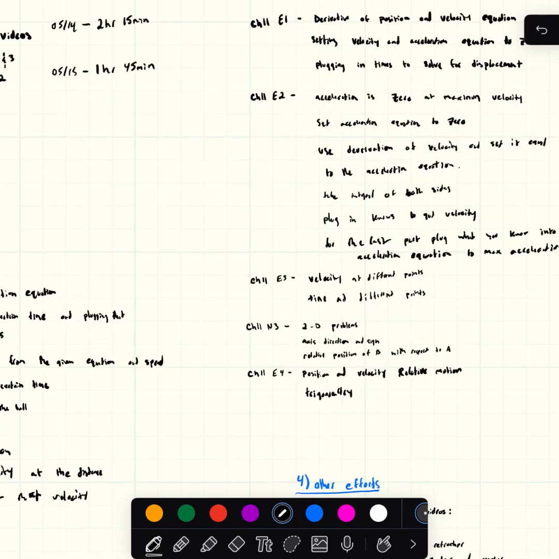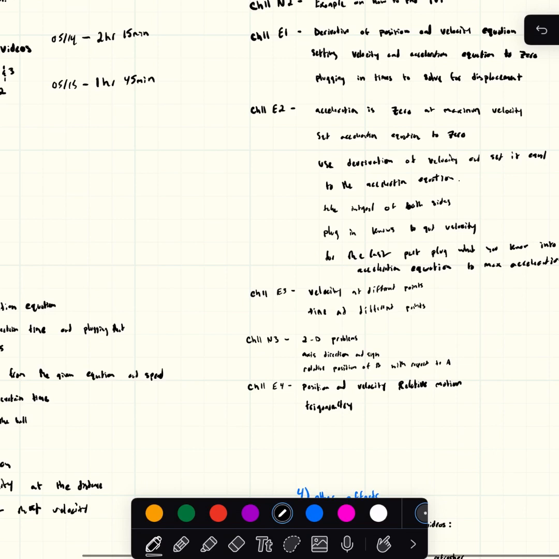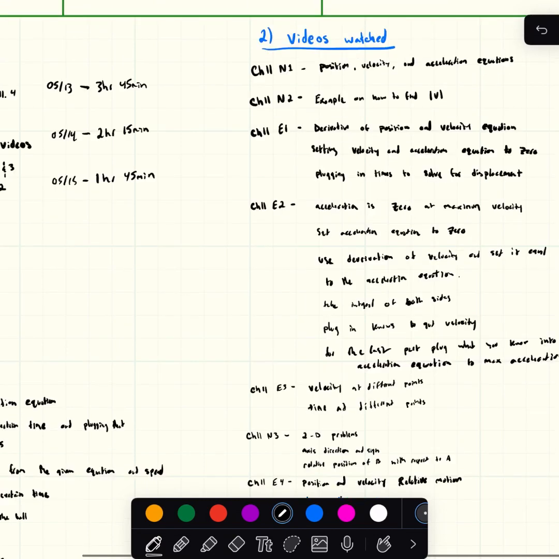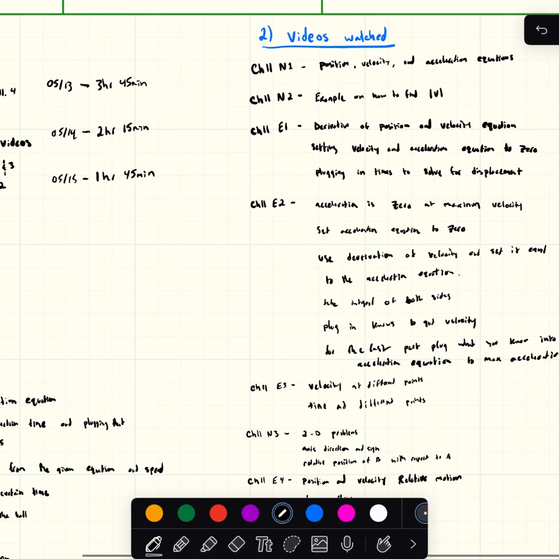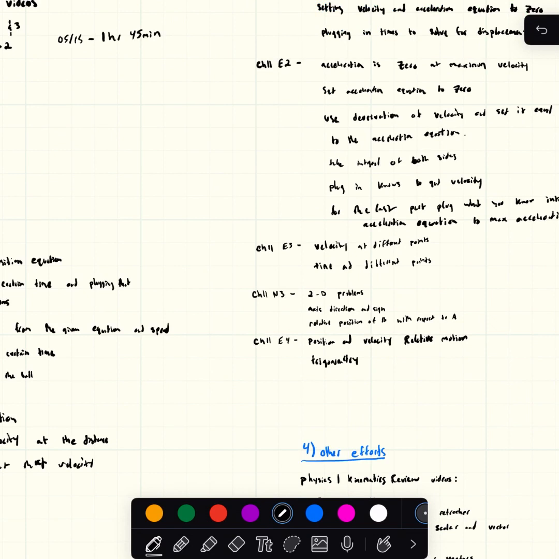Note three, 2D problems. It was axis direction and equation, relative motion, and then example 4, position, velocity, and relative motion, which is trigonometry. So, yeah. Yeah, so those were the videos I watched the past 2 days.